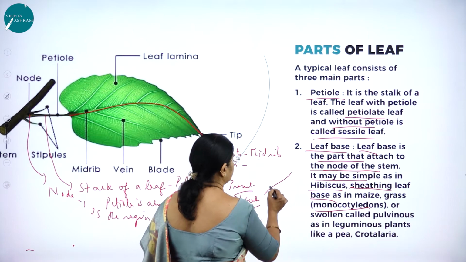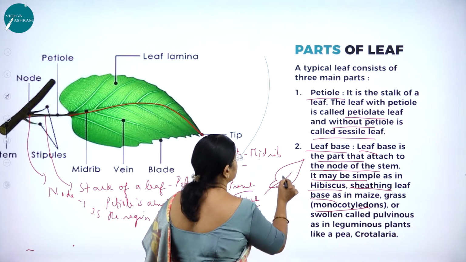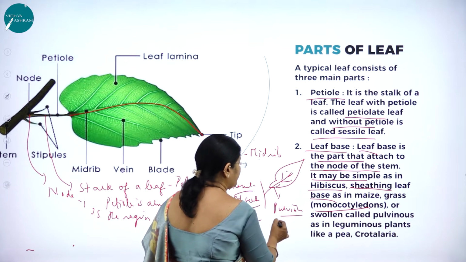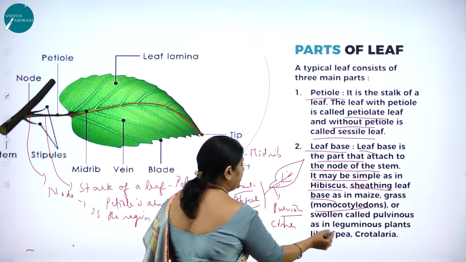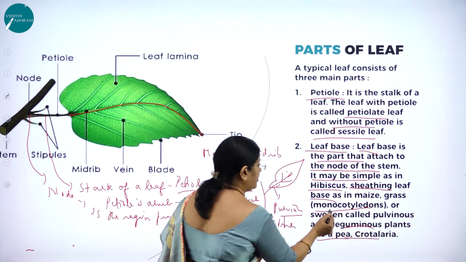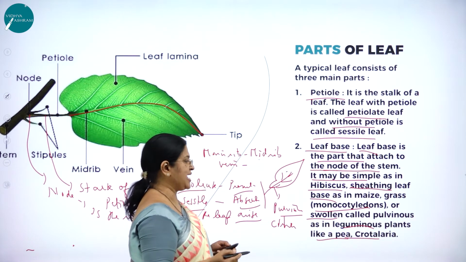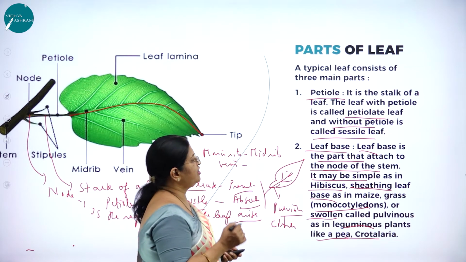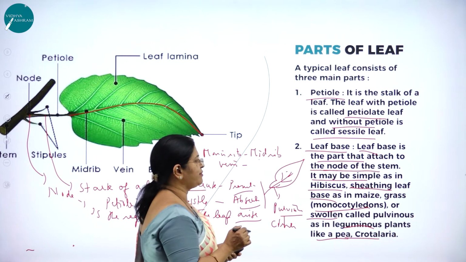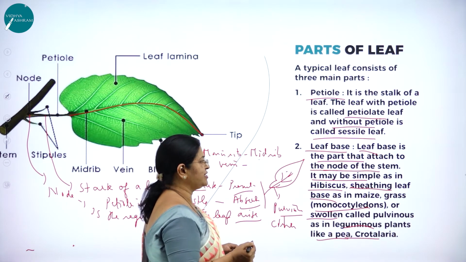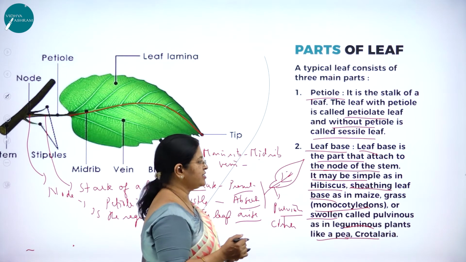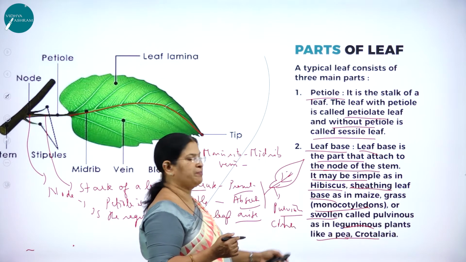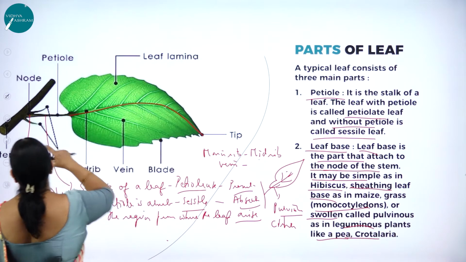Sometimes the leaf base even gets swollen like this. This is called pulvinus. Hope you might have come across it in citrus. Even in leguminous plants like pea and crotalaria, we come across the swollen pulvinus. So leaf base is the part attached to the node of the stem. It may be simple as in hibiscus, sheathing as in maize and grass, monocots, or swollen, called pulvinus, as in leguminous plants like pea and crotalaria. All these are the different parts.